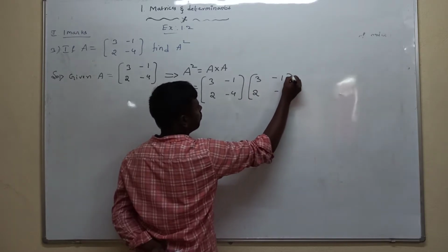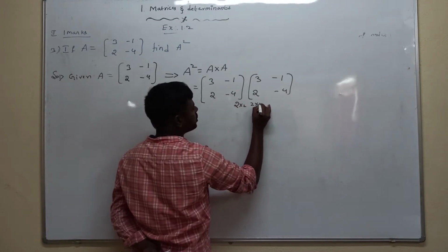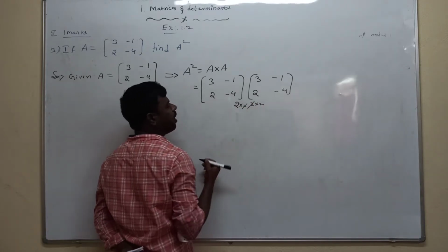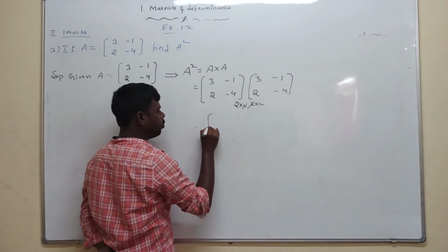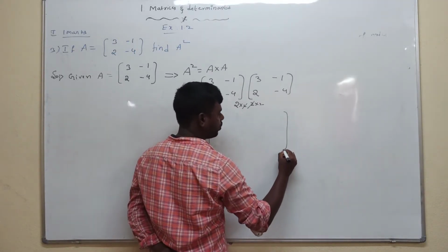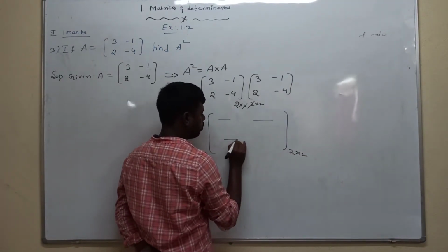Now this is a matrix of order 2 by 2, and this one also is another matrix of order 2 by 2. Both are equal, so the product will exist. We get the resulting matrix as a 2 by 2 matrix. 2 by 2 means 2 rows, 2 columns.